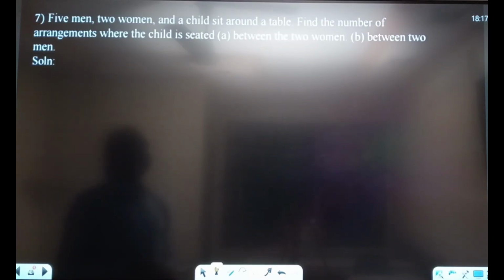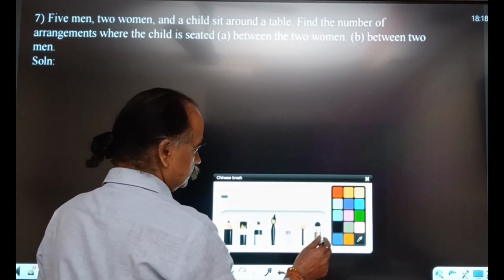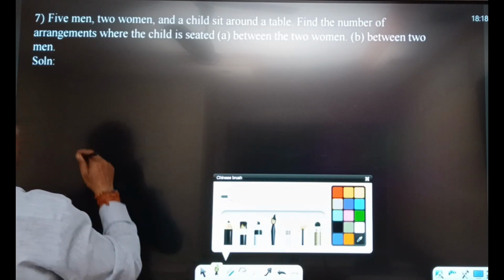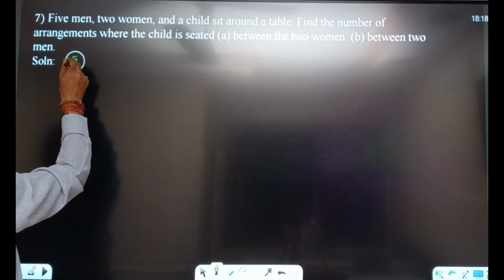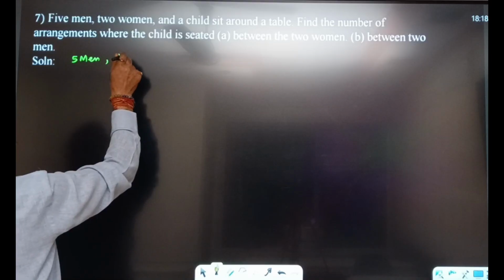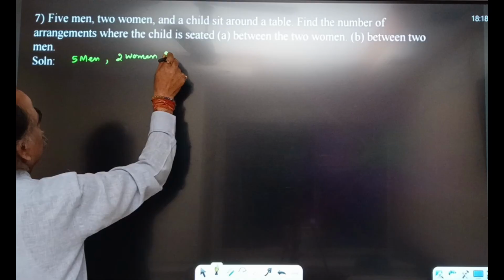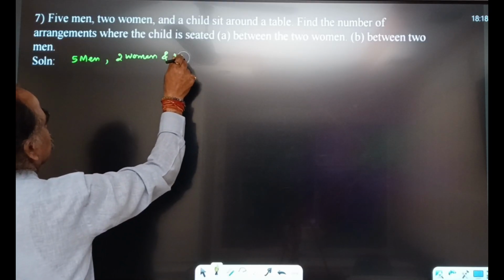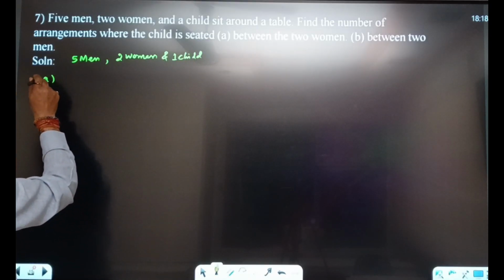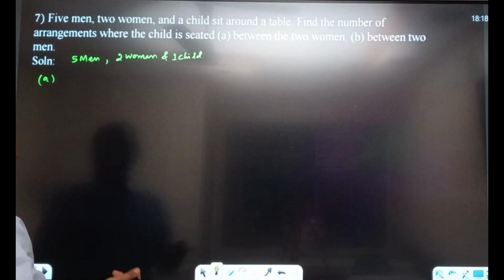Five men, two women, and a child sit around the table. Five men, two women, and one child. First possibility is what? Child is between two women.